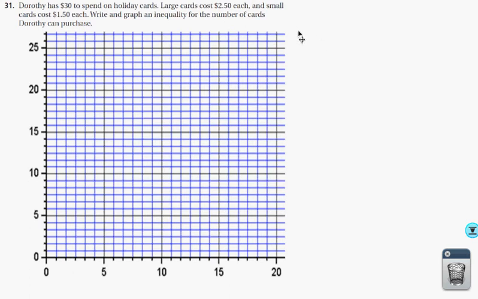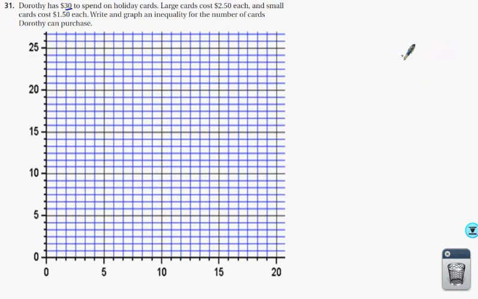Alright, in our story problem, we have Dorothy has $30 to spend on holiday cards. Large cards cost $2.50 each, and small cards cost $1.50 each. And they want us to write and graph an inequality for the number of cards Dorothy can purchase. Well, we know Dorothy has a budget. She has a maximum of $30 that she can spend on holiday cards.